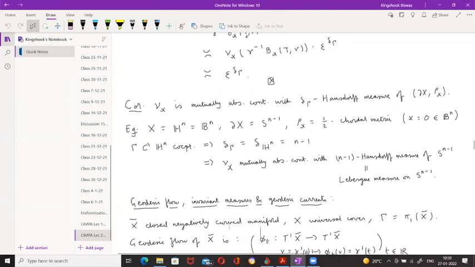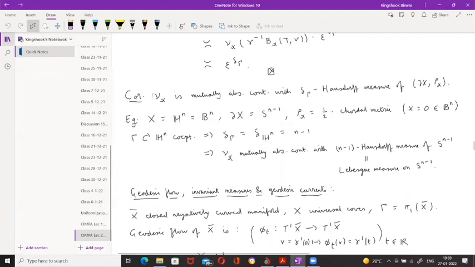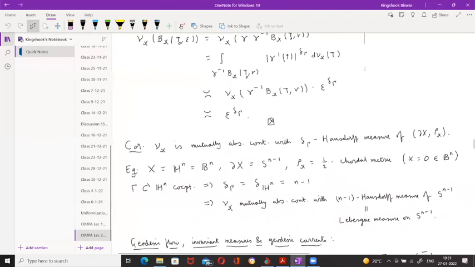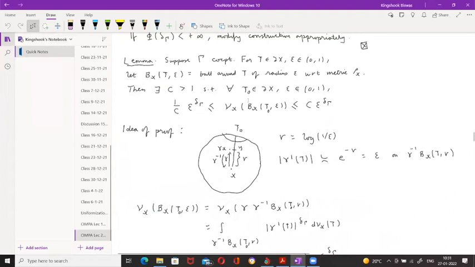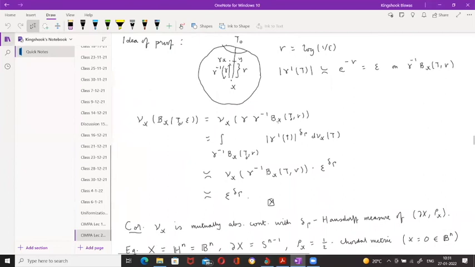Now, as a corollary of this lemma, we get that nu x is mutually absolutely continuous with respect to the delta gamma Hausdorff measure of the boundary with the visual metric rho x. Okay, that follows from the definition of the delta gamma Hausdorff measure. All right, the point is the delta gamma Hausdorff measure is in terms of sums of radii of balls to the power delta, and nu of a ball of radius epsilon looks like radius to the power delta. So from this, you can show that these two measures, the Patterson-Sullivan measure and the delta Hausdorff measure, are mutually absolutely continuous.